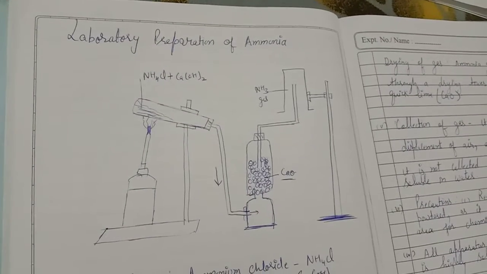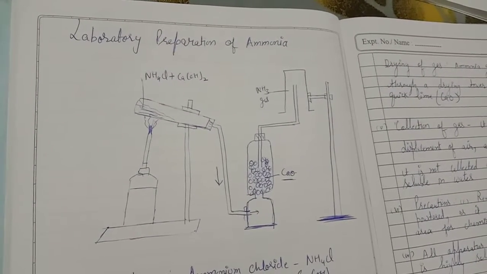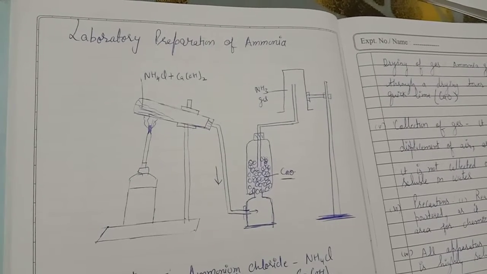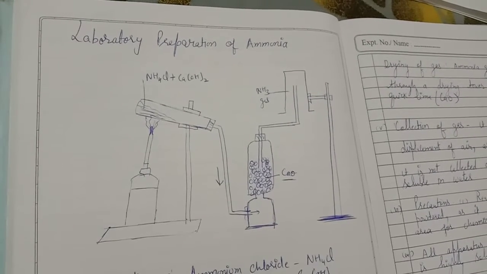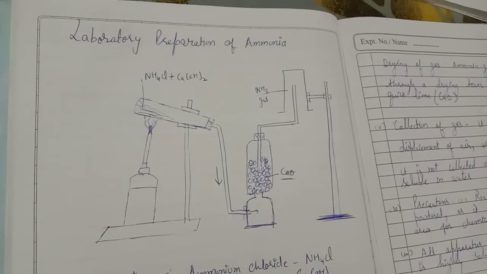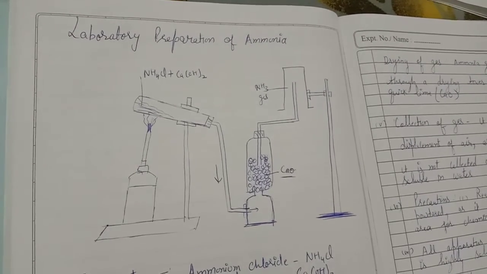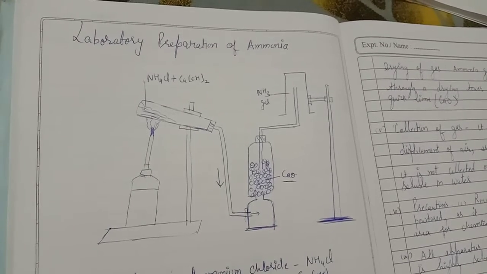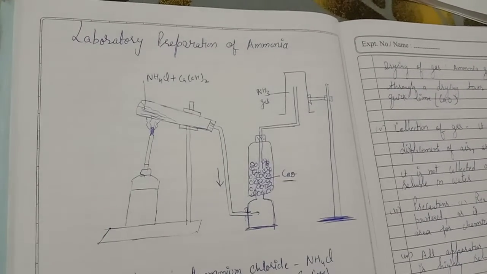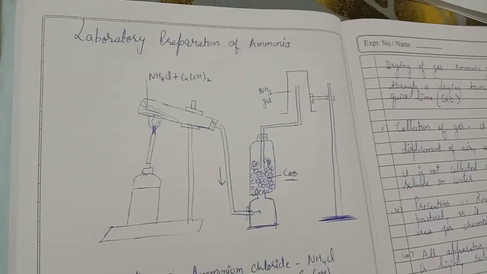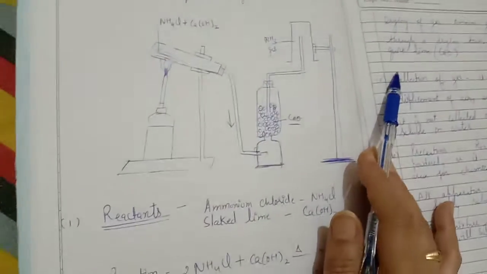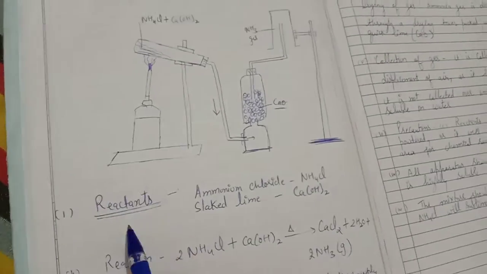Good evening, students. We are going to discuss the laboratory preparation of ammonia. Yesterday, we discussed the preparation of ammonia from ammonium salts by reaction with alkalis. When alkalis react with ammonium salts, they produce ammonia gas, water, and the respective salts.